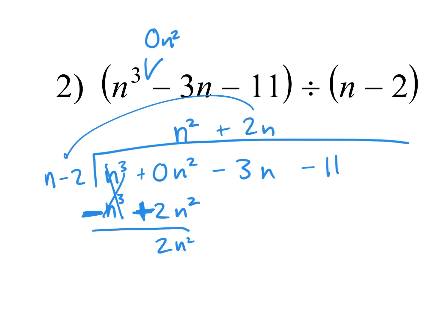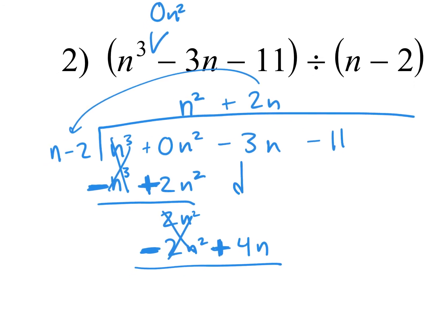Then we multiply. So 2n squared. What's 2n times negative 4? Negative 4n. And then what do I do? Change the sign so it becomes a positive 4n. So the first ones cancel. What's next? Drop down the negative 3n, and what's negative 3n plus 4n? Just 1n.